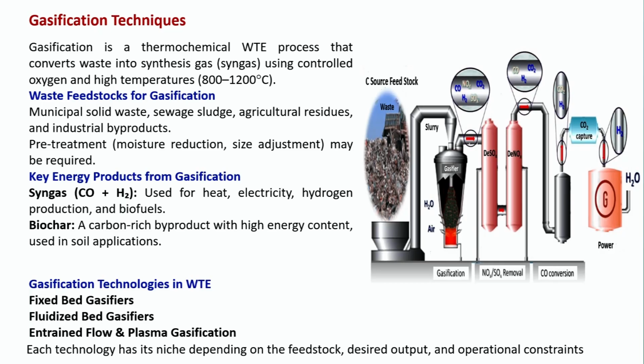So key energy products: in pyrolysis we have seen that we produce biogas or bio-oil or biochar, and here what is the main product? The main product is syngas, which is basically carbon monoxide and hydrogen, used for heat, electricity, hydrogen production and biofuels. And the next is biochar. Like pyrolysis, we are also producing biochar here, a carbon rich product. I mentioned a couple of times that this is a wonderful product, particularly for carbon sequestration, with a high energy content, used mostly in soil application, looking at the sustainability of your agriculture.